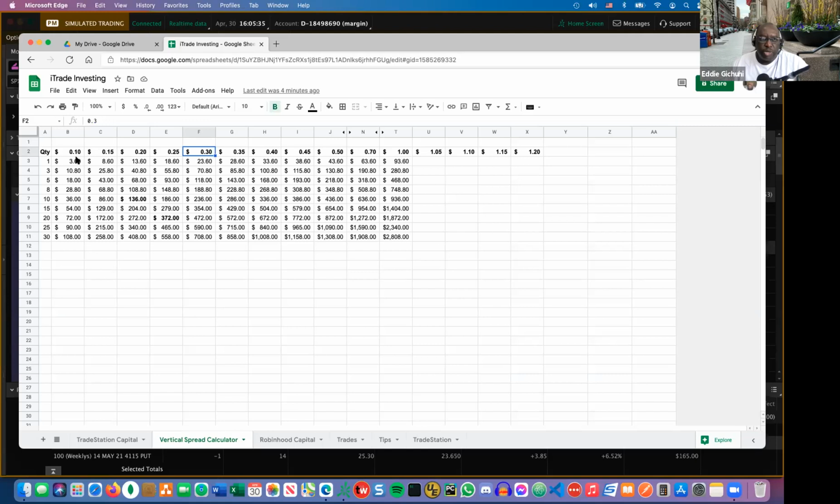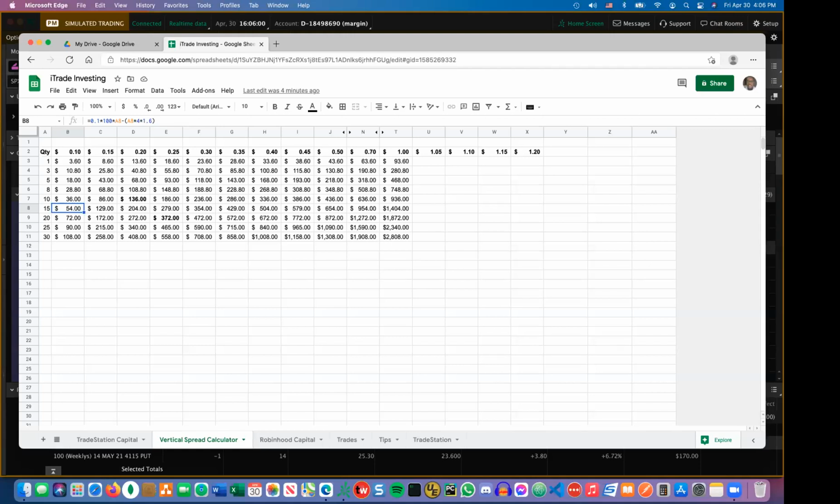Notice that the lowest premium that I will take home is 10 cents. Anything below 10 cents, you're wasting a lot of money. Especially if you just did one contract, then after commissions and fees, you get to keep only $3.60. Is it worth your time? No, it's not, right? But as the numbers increase, as you go higher and higher, then you can get some really good performance on that.